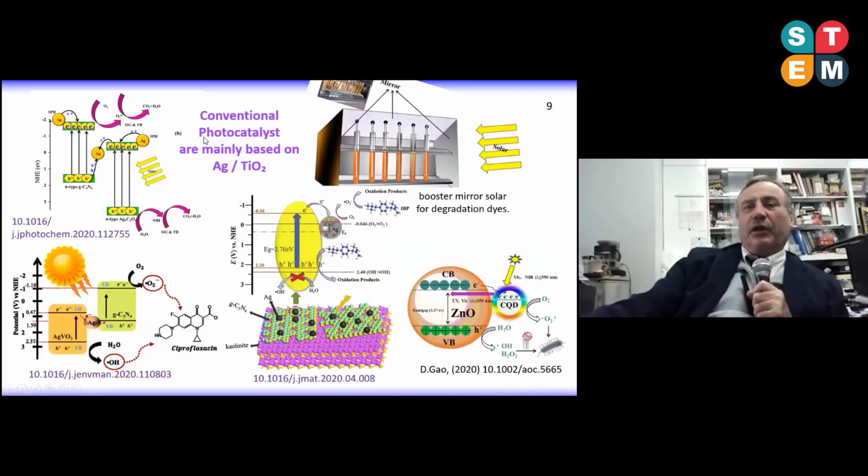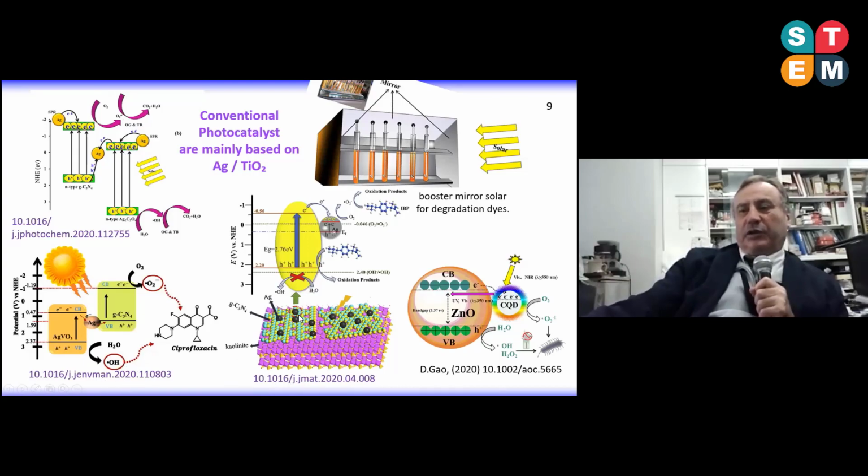And I will also show some examples of conventional photocatalytic materials. They are mainly based on silver and titanium oxide, and usually the band structure is shown here. Also we have two composite materials, and in one material electrons are excited and then give the electrons to the chemical reaction so that it can proceed and degrade the polymers.